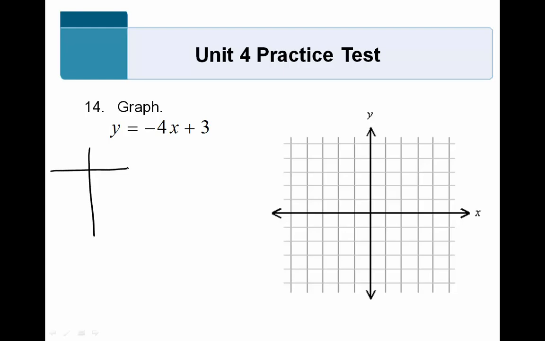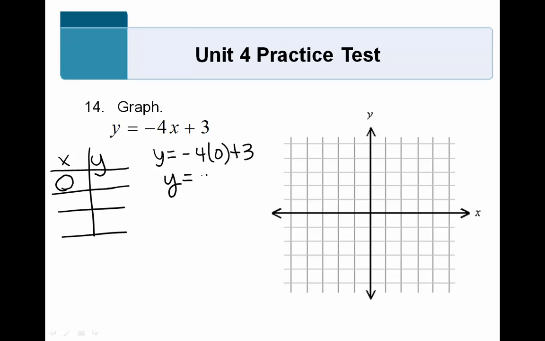All right. So if you're going to use a t-chart, remember you need at least 2 points. I like to do a third one. And you just pick x's and then plug them in to find the y that corresponds with them. So you want to choose friendly ones. I'm going to choose 0 to start with. So that will mean y equals -4 times 0 plus 3. That means y is equal to 0 plus 3, which means y is equal to 3. So when x is 0, y is 3. So that's our first solution, our first point on our line.